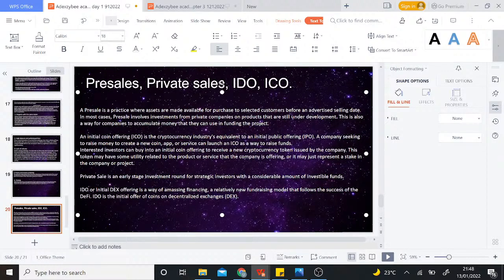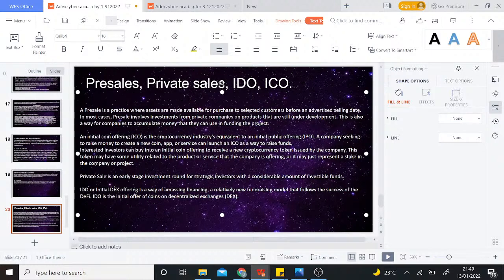That's ICO. Now we have private sales, an early stage investment round for strategic investors with a considerable amount of investable funds. So this one is almost related to pre-sales also. It's not just any investors. They need huge money. They need people that will invest millions, billions, not small investments. There's a considerable amount of investable funds. There's a limit on what you can invest.